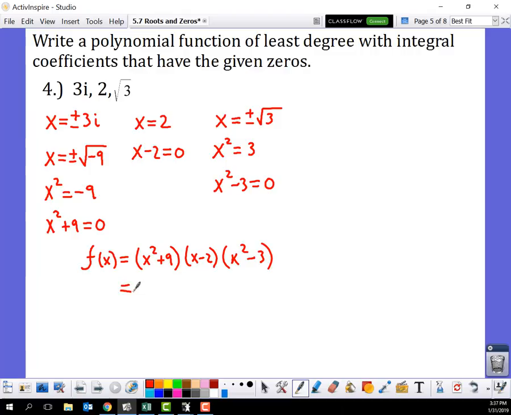Okay, so I'll do the first 2. So we get x cubed minus 2x squared plus 9x minus 18. No like terms to combine there.